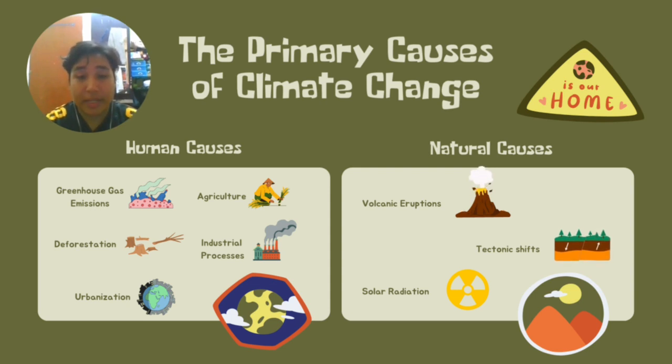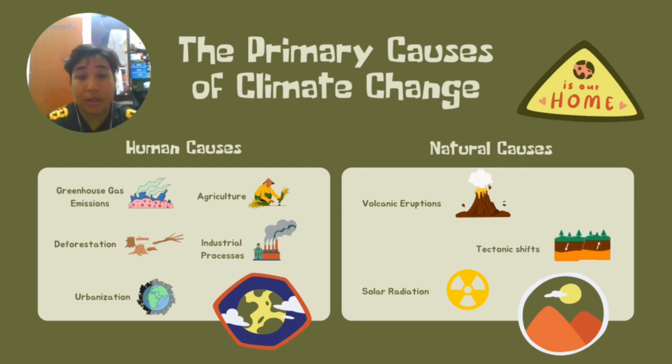The second one is volcanic eruption. Volcanic eruptions release large amounts of ash and aerosols into the atmosphere, reflecting sunlight and causing a temporary cooling effect. However, these effects are localized and short-lived.